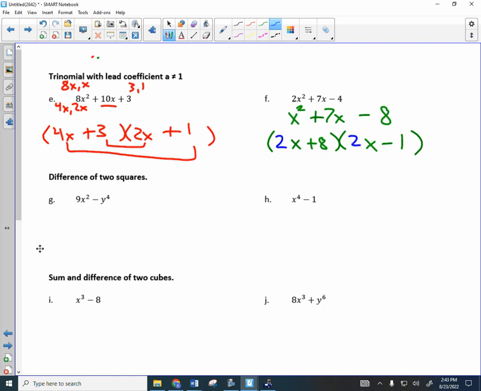And to finish it off, you just look at your terms. What are both 2 and 8 divisible by? 2. And you get x plus 4. What are 2 and 1 divisible by? 1. So it's just 2x minus 1. And that's factored.